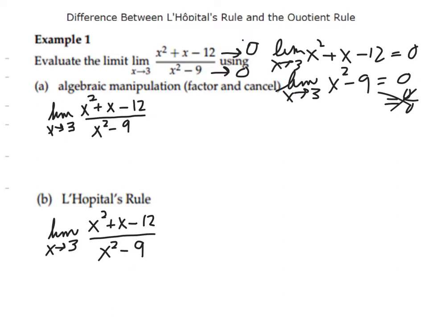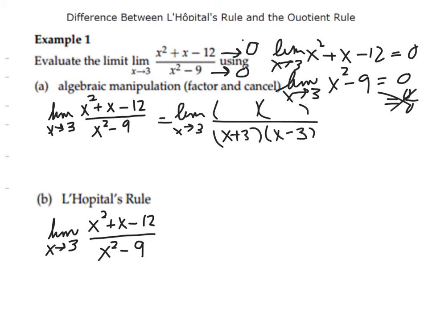So in the past, what we have done is we used algebraic manipulation. We factored, we canceled. So once that was 0 over 0, we said that the limit as x approaches 3 of the top, we would factor the top and we would factor the bottom. This is x plus 3, x minus 3. The top is x plus 4, x minus 3. Right? We would cancel and then apply direct substitution again, which would get us 7/6.